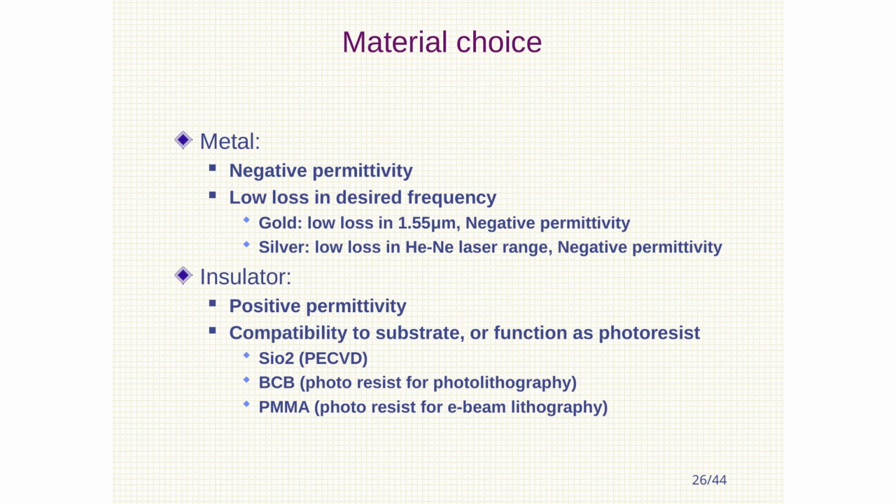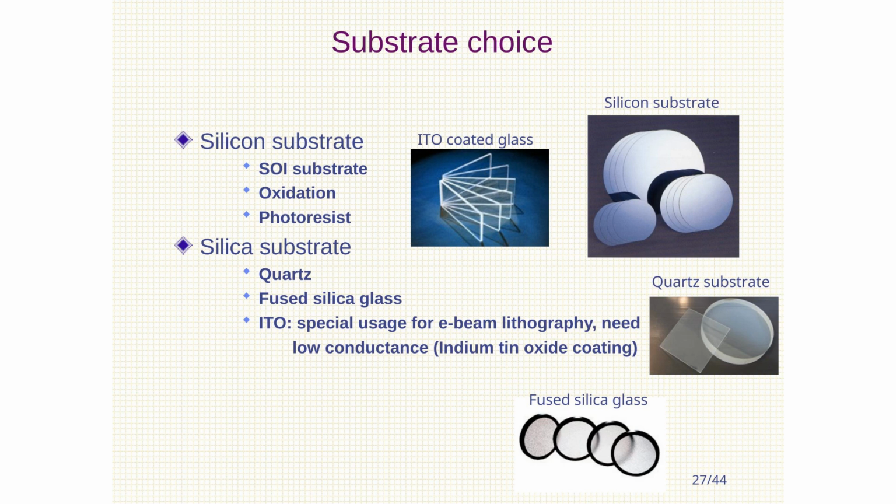lithography techniques. Choosing the right substrate is crucial. Silicon substrates, including silicon on insulator and oxidized types, are common. Silica substrates like quartz and fused silica glass offer alternatives. Indium tin oxide-coated glass is used for electron beam lithography due to its low conductance. Each substrate type has unique properties that influence the fabrication process and final device performance.